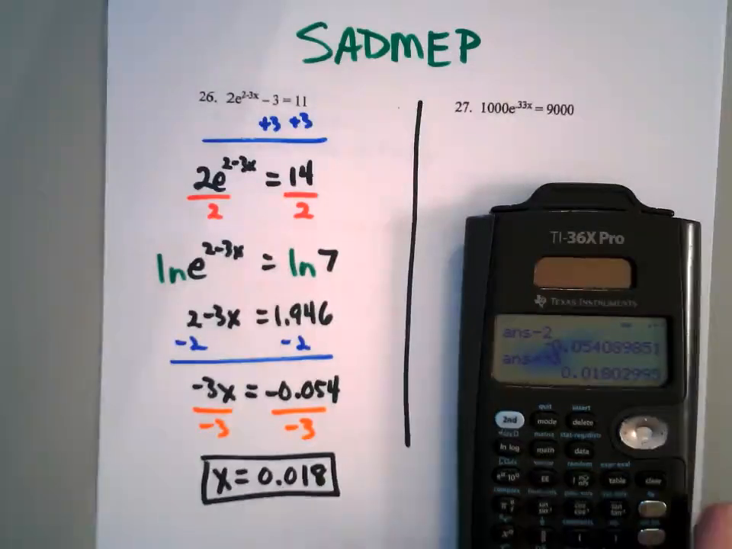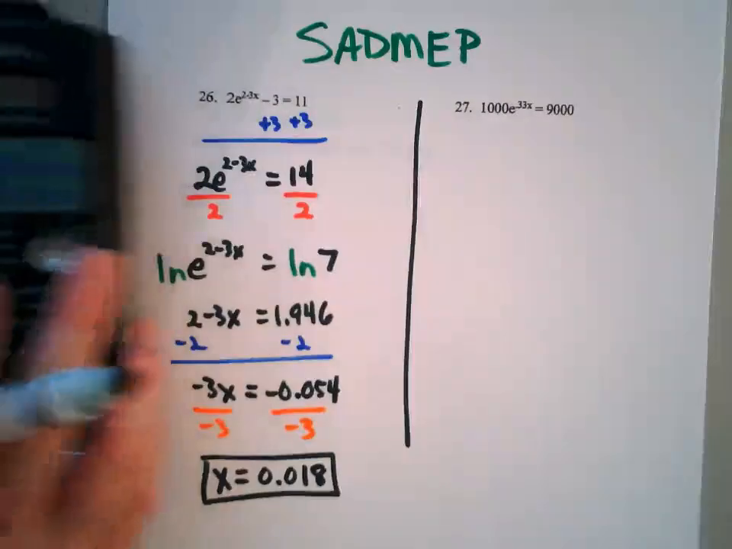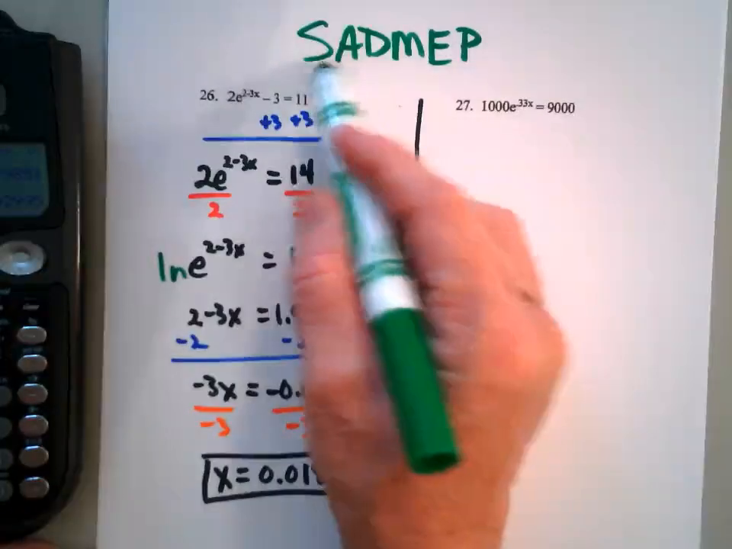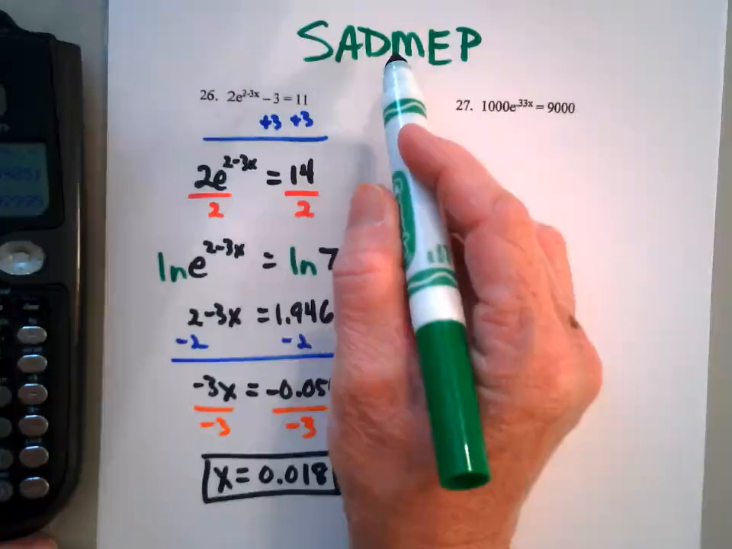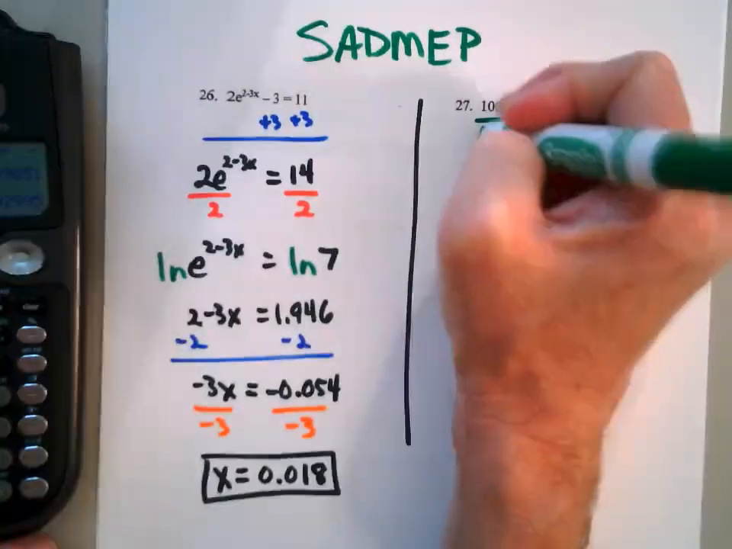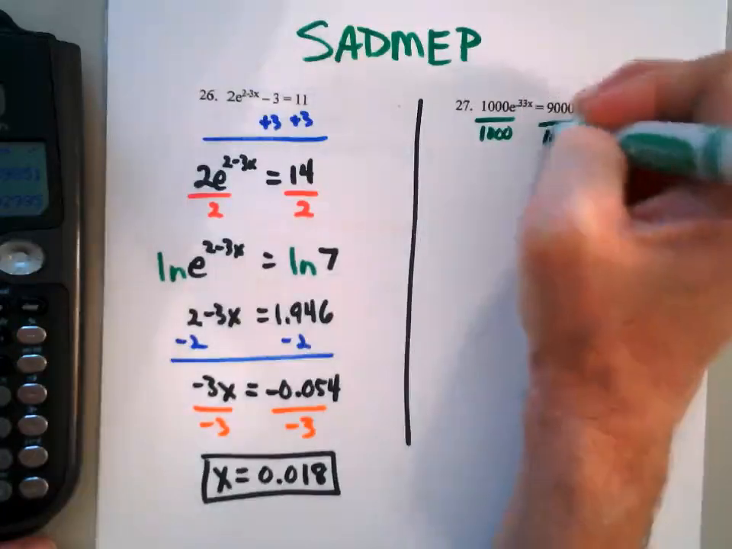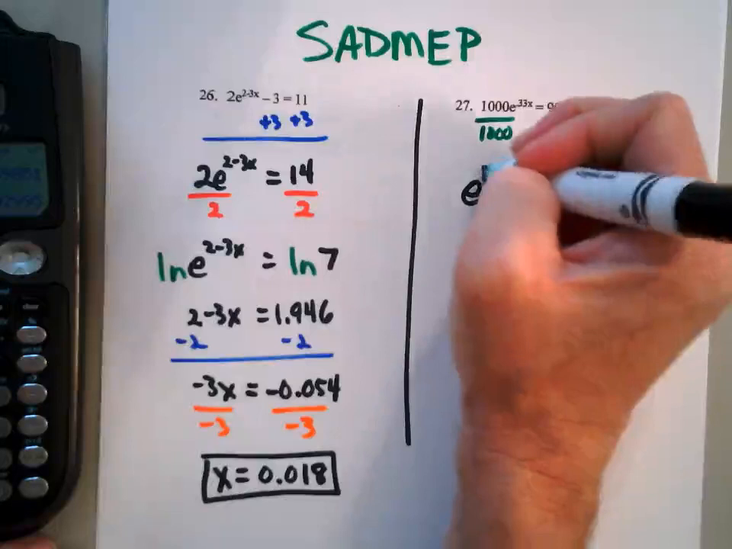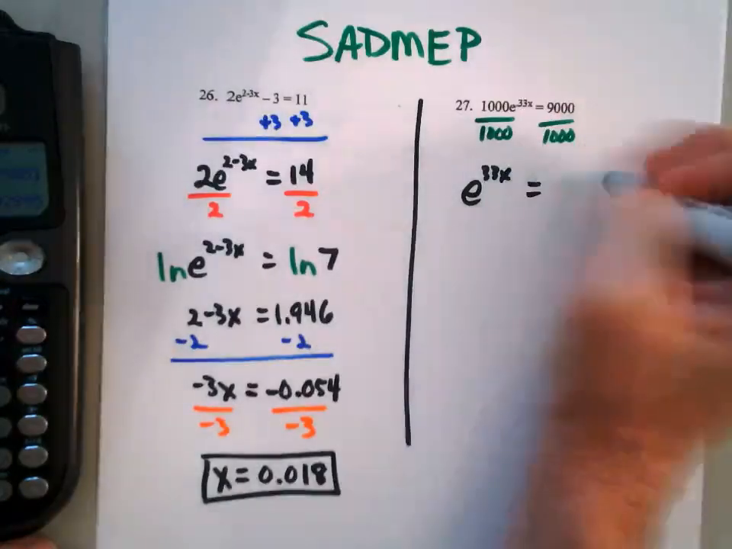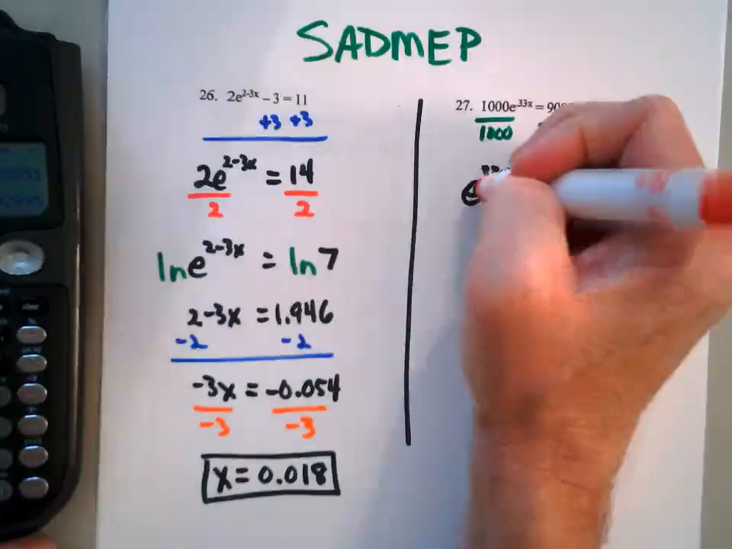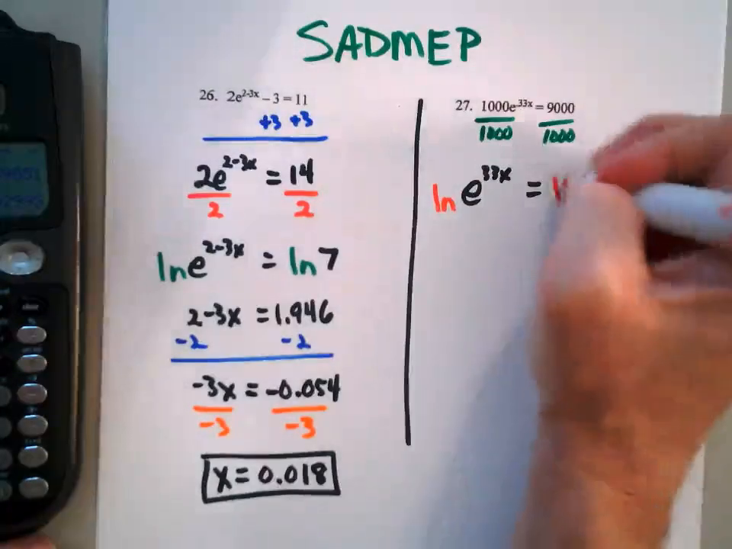Okay, last problem. SADMAP. Is there any addition, subtraction we can do? No. So we move on to division, multiplication. What can we divide by? We can divide by 1,000. E to the 33x equals 9. Get rid of the e, use this natural log.